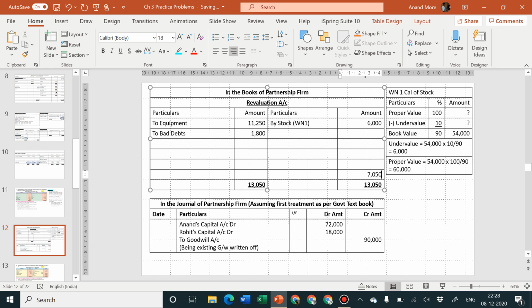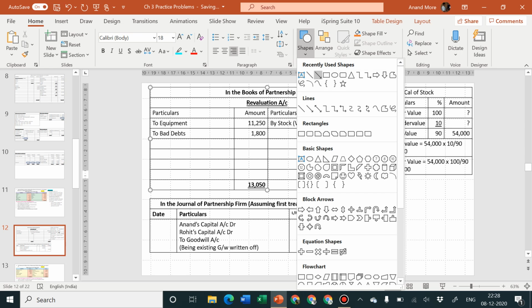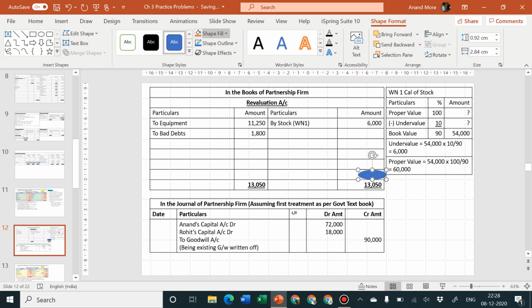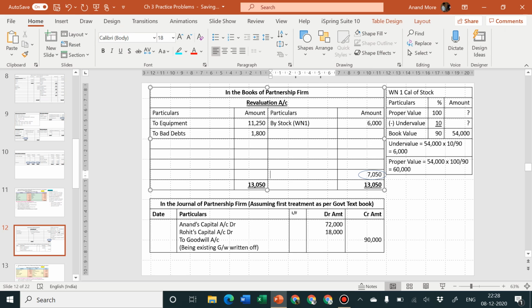7050. This balancing figure of 7050 should be transferred to whom? It should be transferred to the old partners. There is no alternative treatment possible. Revaluation loss is always to be transferred to old partners only. So the old partners are Anand and Rohit.